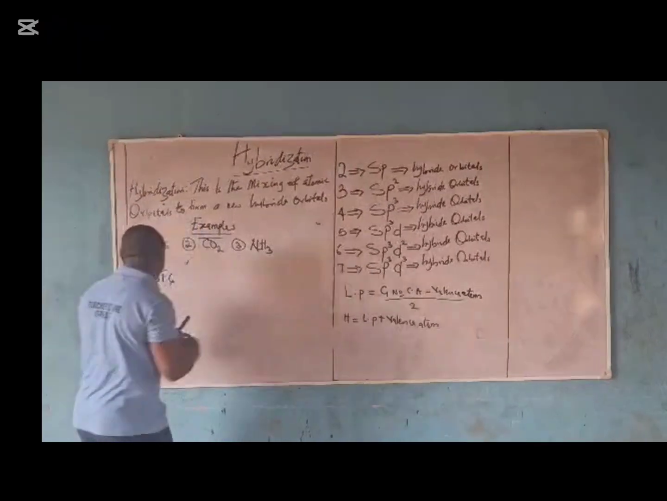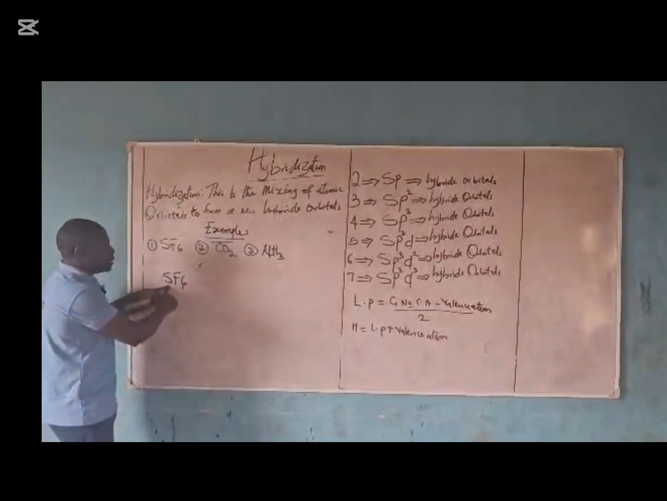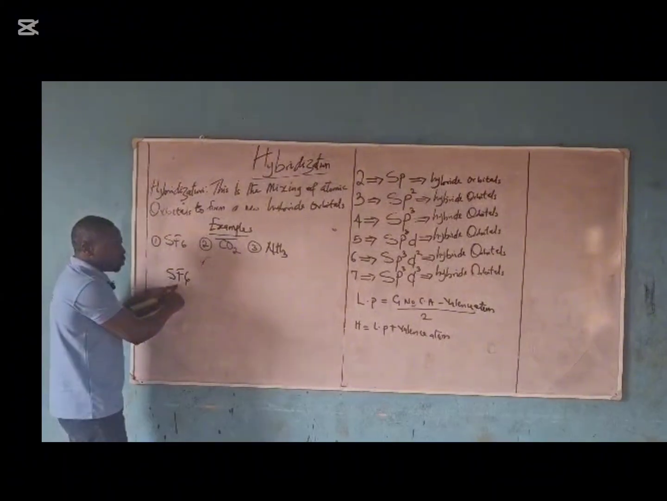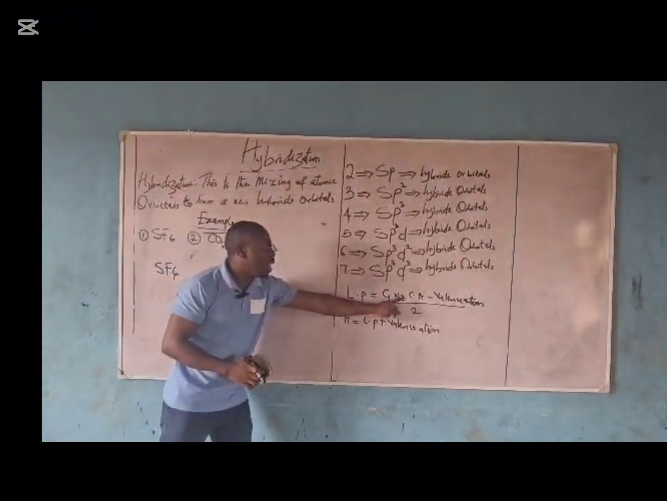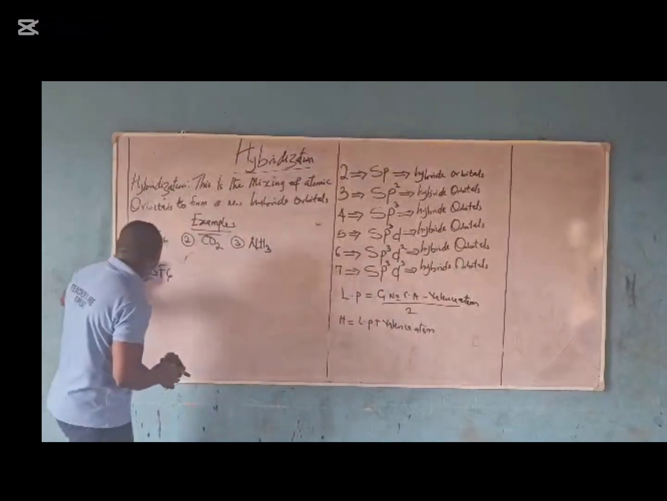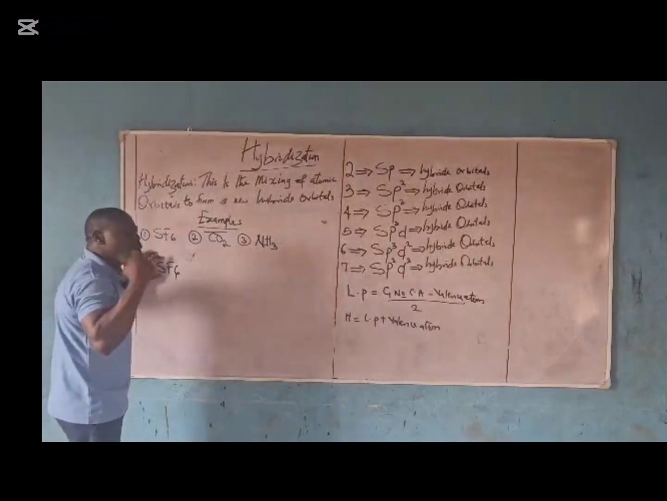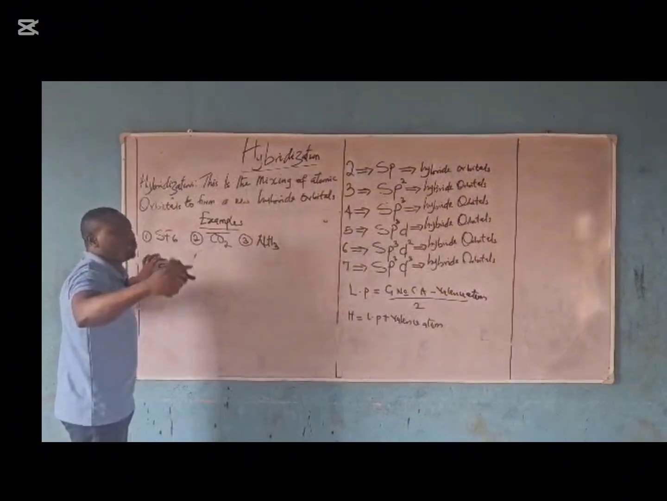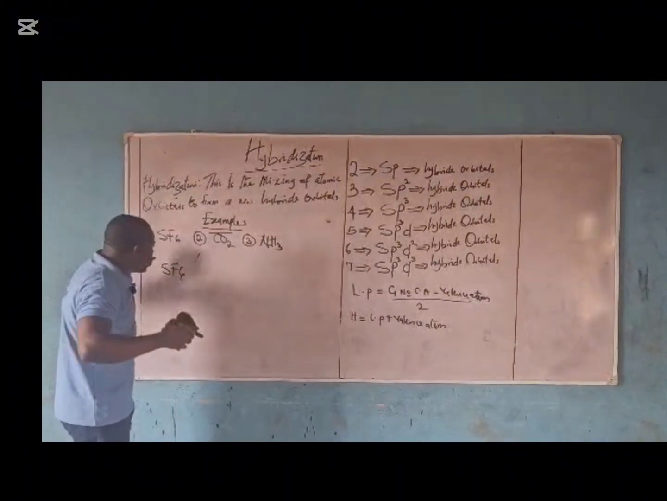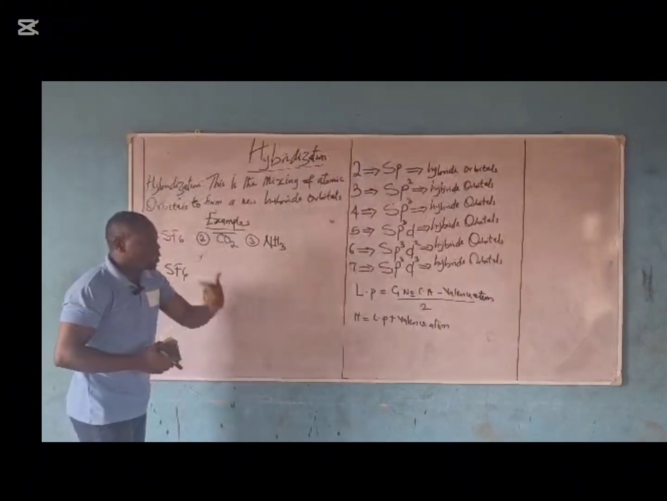So to solve this now, we have S as a central atom, which is sulfur. To look for the lone pair first, we take the group number of the central atom. Now, which group is sulfur? Sulfur belongs to group 6 in the periodic table. I'm going to do a video on how to predict an element in the periodic table. So sulfur belongs to group 6 of the periodic table.